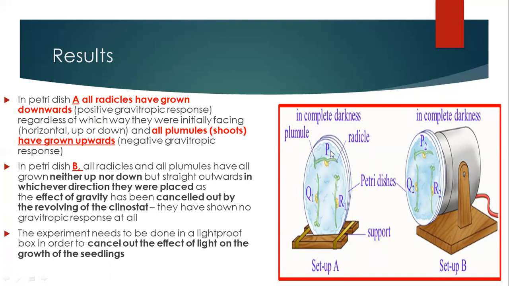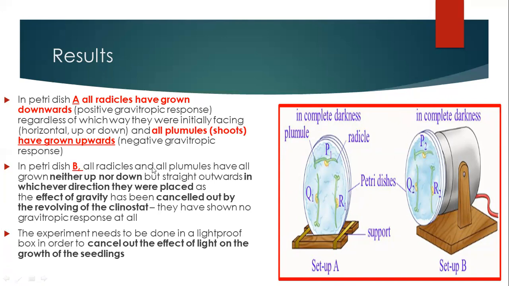What we are trying to investigate is the effect of gravity on the radicle and the plumule. We are bringing seeds and putting them in cotton wool in a petri dish, keeping this petri dish standing on its edge like this, and putting it in a light proof box just to eliminate the effect of light on the growing radicle or plumule. At the same time, in set B, we keep another petri dish with the same arrangement, the same bean seeds, the same cotton wool, and we keep it connected to a clinostat to rotate it repeatedly.